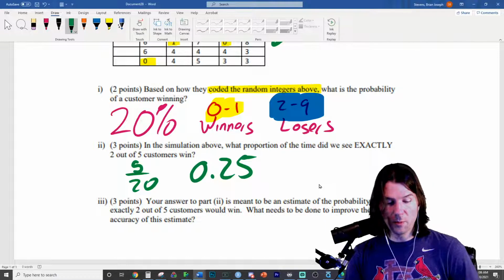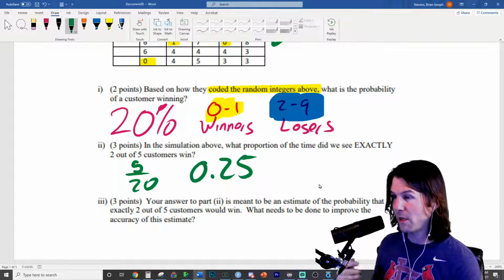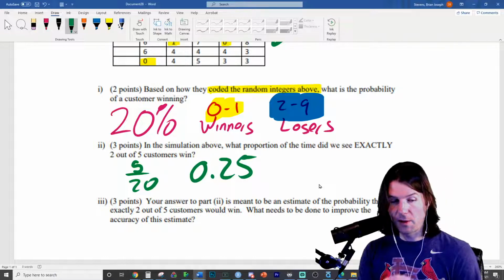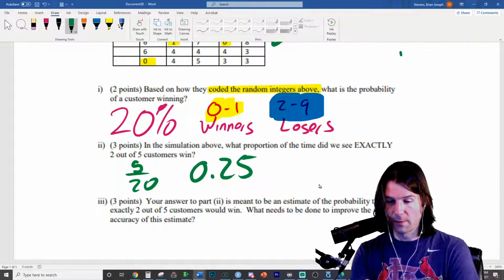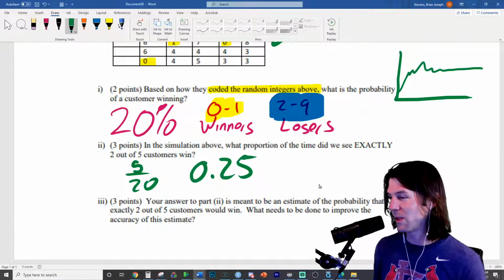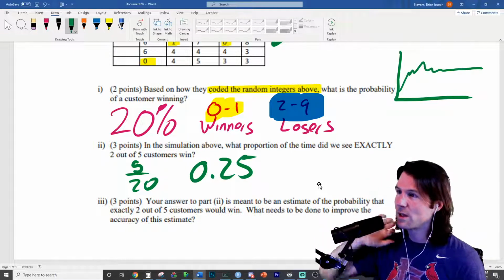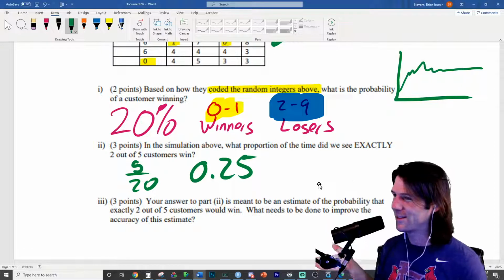So what needs to be done to improve this estimate? What law would say if we do more trials, we would see the probability in the long run starts to approach the truth? So if we do more trials, we would start to see it approach the truth, which is the answer. Good to see you, Connor. So if we do more trials, like if you increase the number, that's the answer to the question.